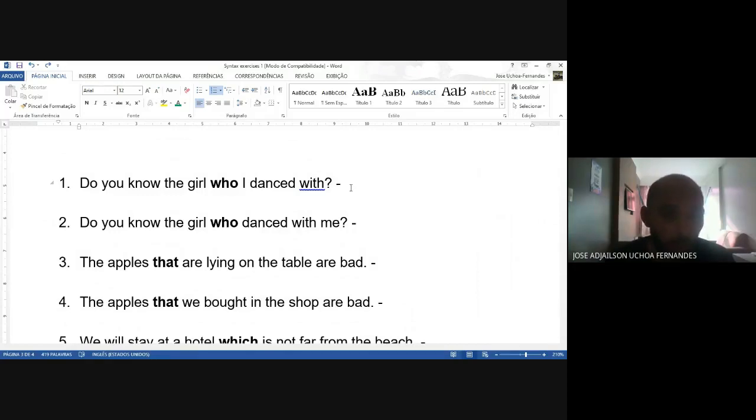How many clauses are there here in number 1? Maybe 2. We have 2. And how do you find them? We have 2 verbs, know and danced. Okay, so do you know the girl is clause number 1. And who I danced with is clause number 2. Now, we should, first of all, get rid of this interrogative structure. How would you get rid of this interrogative structure and turn these non-canonical clauses into canonical?